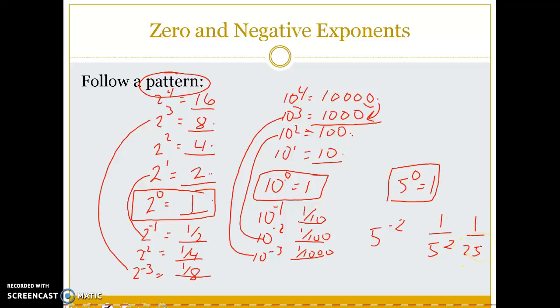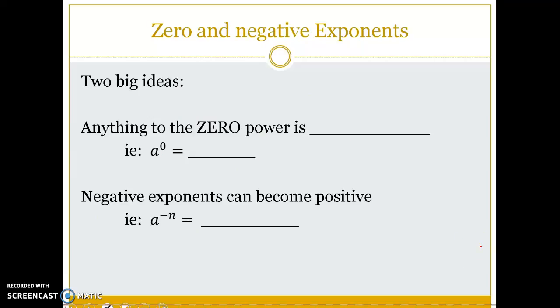And so if we follow these patterns, here are the two big ideas for this video and for our homework assignment. Anything to the 0 power is 1. An example, a to the 0, that's always going to be 1. That's a big idea. Another big idea is this. Negative exponents can become positive. For example, if you have a to the negative nth power, that's the same thing as 1 over a to the nth power. So if it's a negative exponent, just put it on the bottom and it becomes a positive exponent.